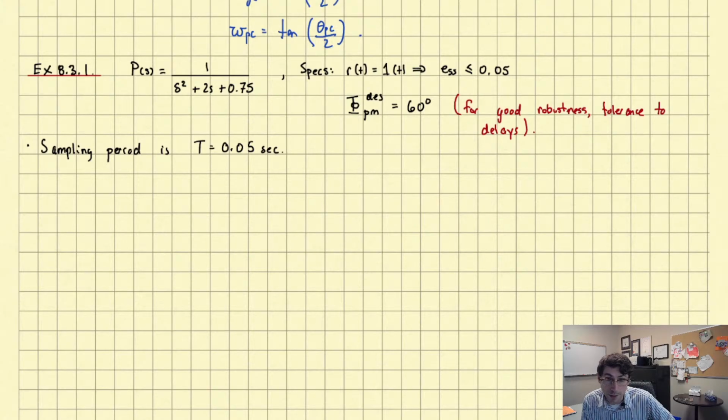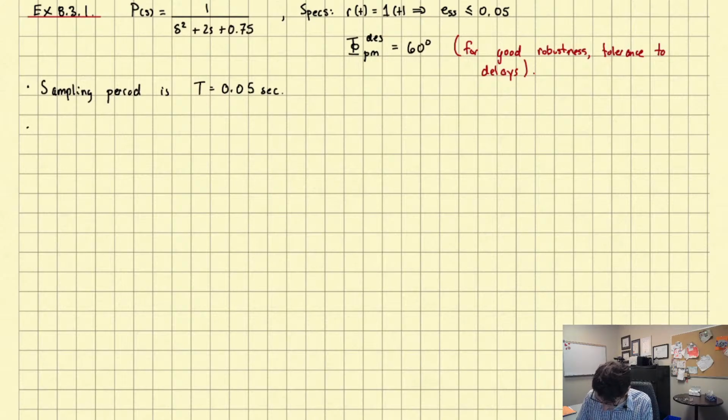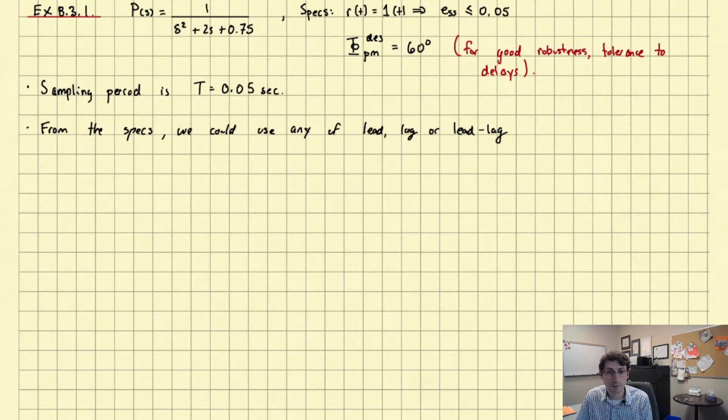Okay. So from the specs alone, I still have a lot of choice here. Even if I decide I want to do frequency domain design, I could do a lead controller, I could do a lag controller, and I could do a lead lag controller, right? All three controllers can handle this type of spec. I'm just going to choose one, and I'm going to choose lead. From the specs, we could use any of lead, lag, or lead lag. Okay. I'll design a lead controller though.